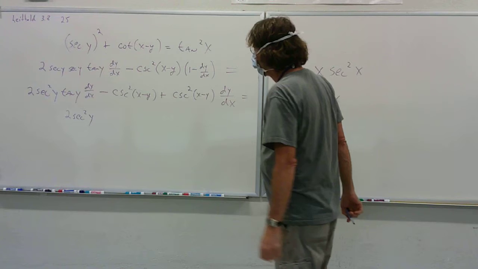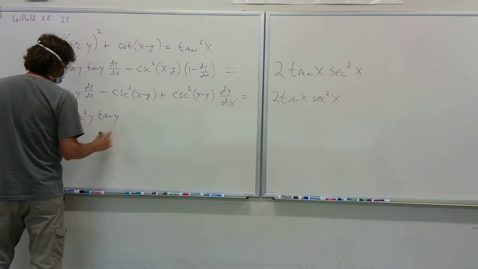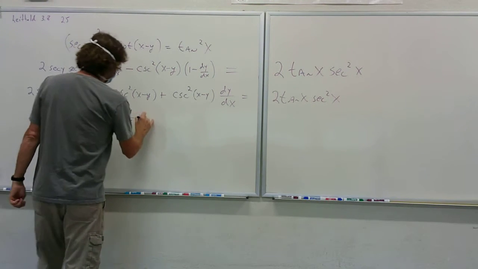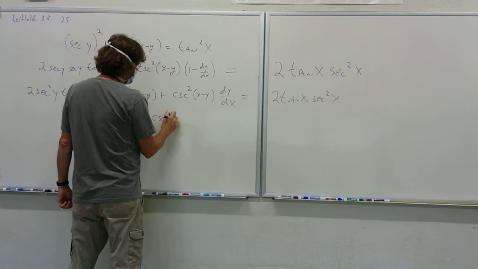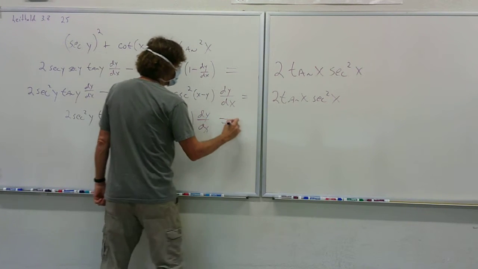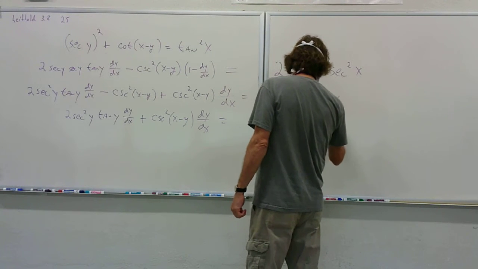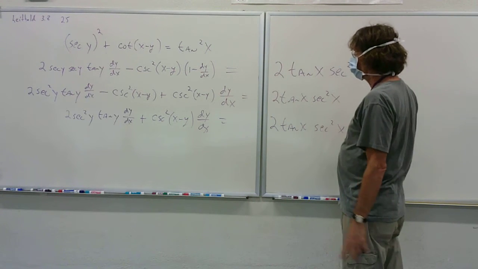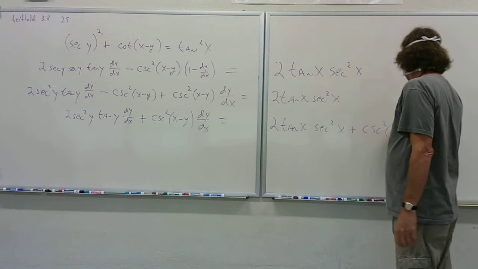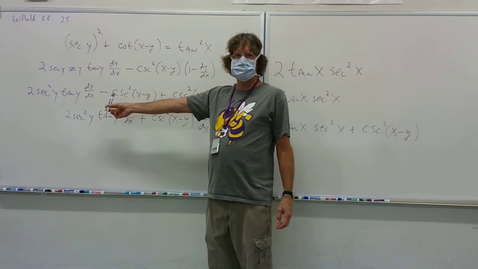All right? Now, tangent y, dy over dx. I'm not going to combine steps. I'm going to do that for you. Plus cosecant squared x minus y dy over dx equals 2 tangent x secant squared x plus cosecant squared x minus y. Okay, because I've added this one to both sides, right?